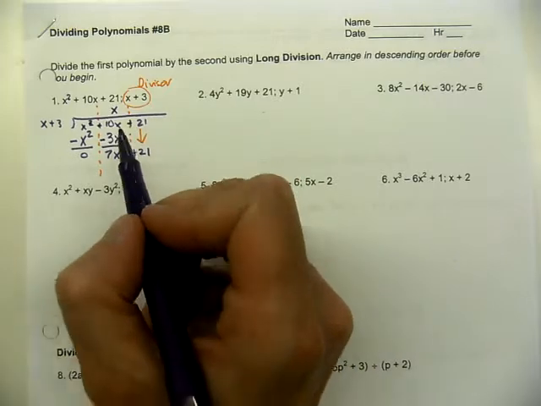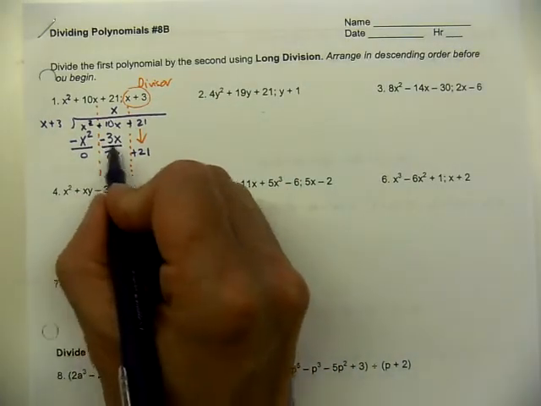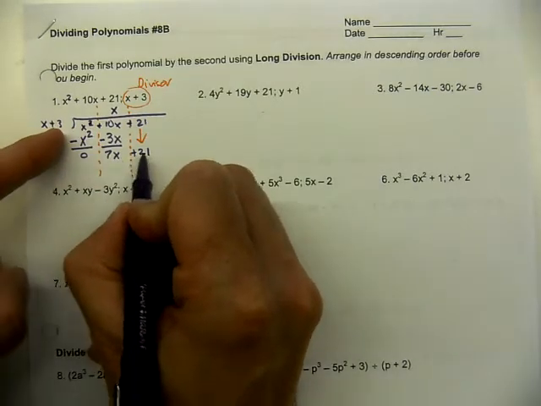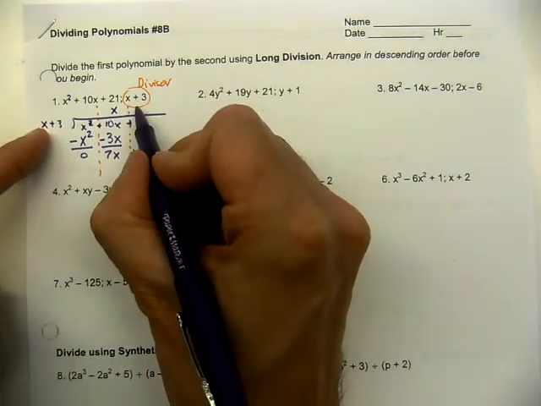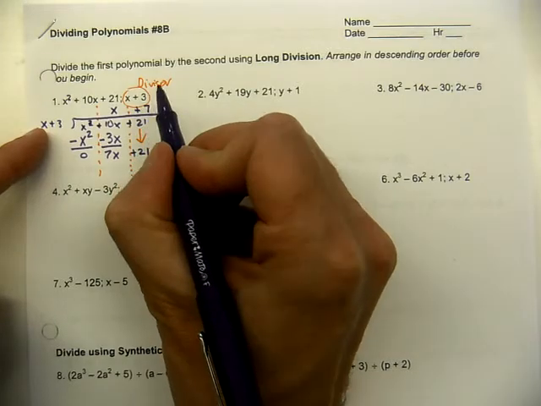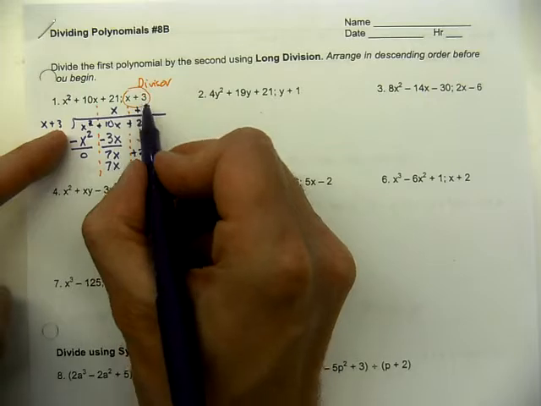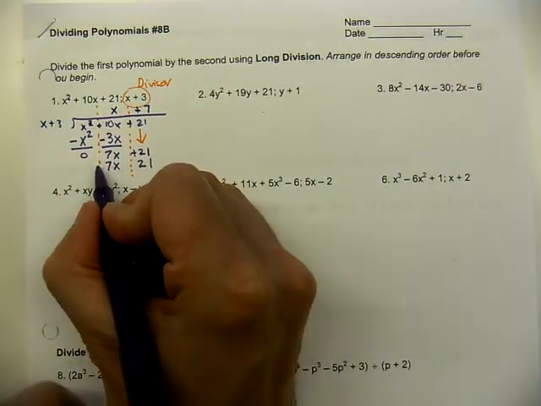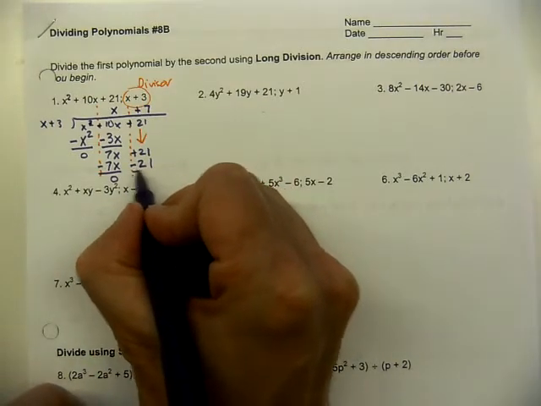So again, we ask ourselves, what do I need to multiply with this x to get me a positive 7x? So again, we're just looking at the first term of each section. We're ignoring the 3, we're ignoring the 21. So I know I need a 7, right? Because 7 times x will give me the 7x. We put that here in the column with the constant terms. 7 times x is 7x, and 7 times 3 is 21. And again, we subtract each column. So 7x minus 7x cancels out. 21 minus 21 cancels out.